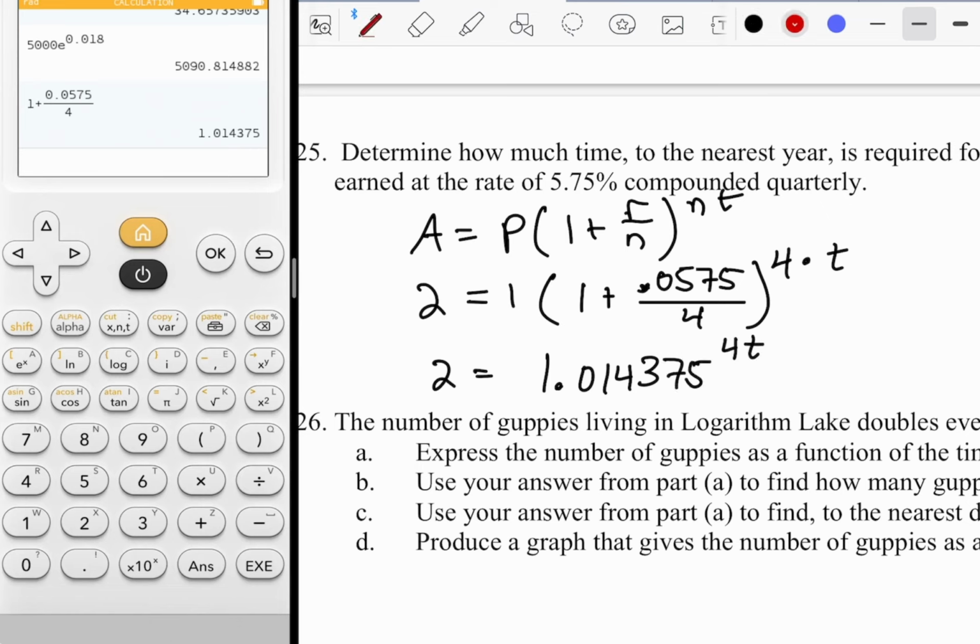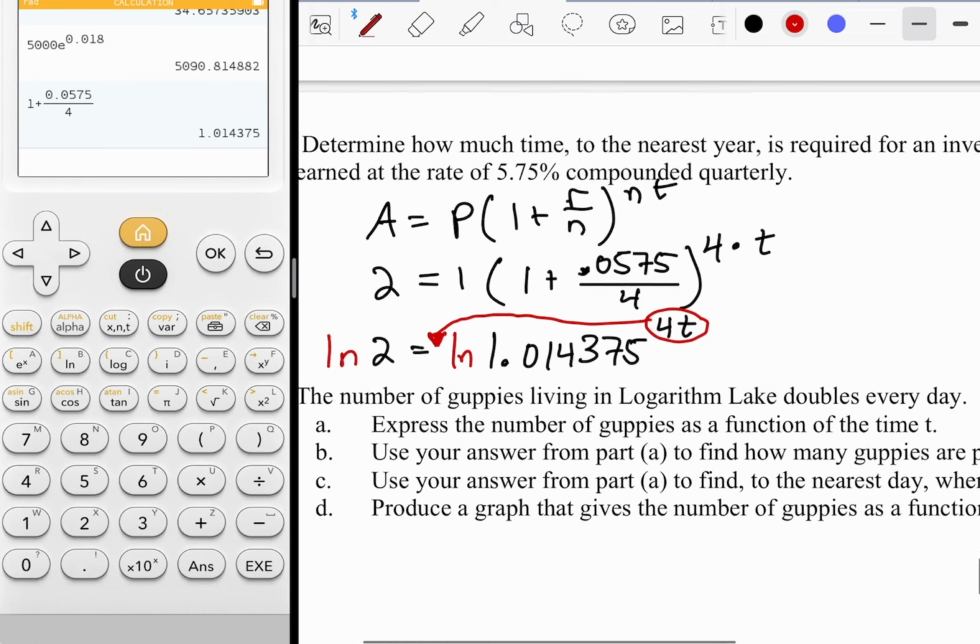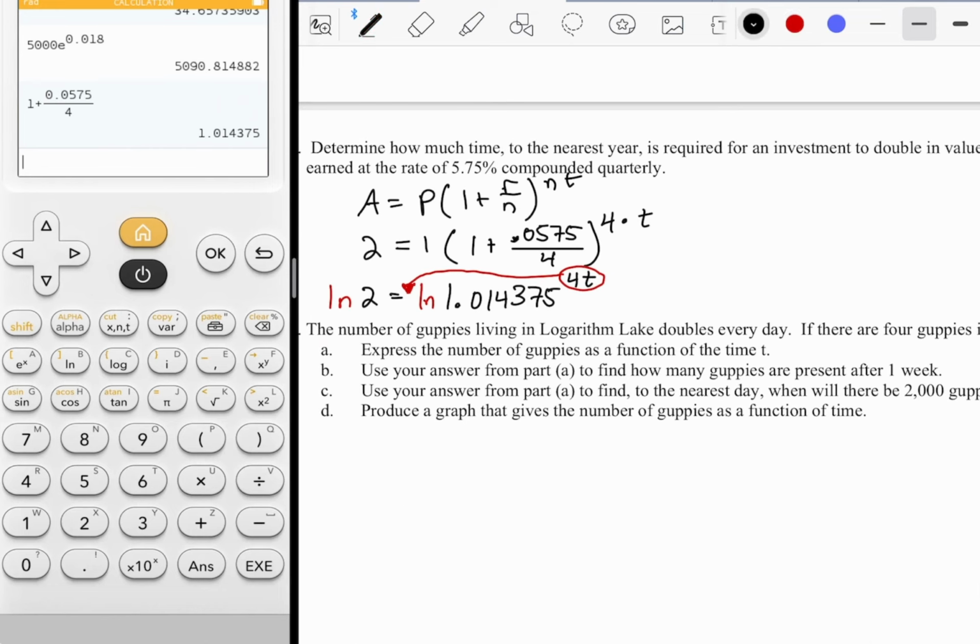Like I said before, if I want to get a variable out of an exponent, I can take the log of both sides. Since I've been doing it with a natural log, I'm going to keep doing it with a natural log. Apply a natural log to both sides and use the power rule to make the exponent into a coefficient. All right, so then that's going to give me ln of 2 is equal to 4t ln monstrosity of a decimal.